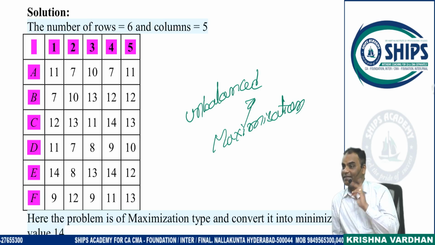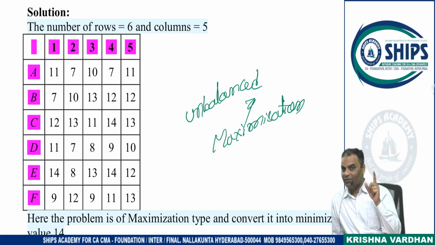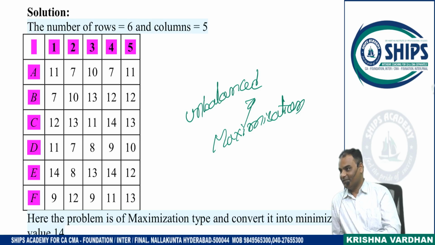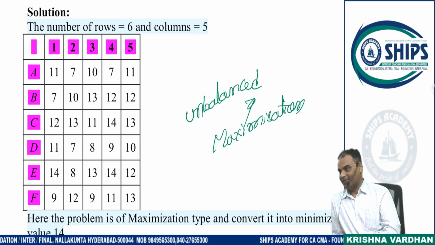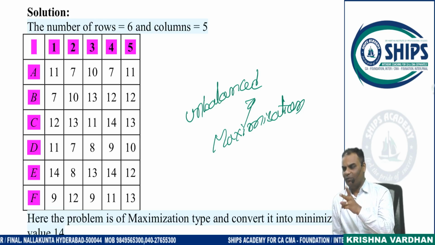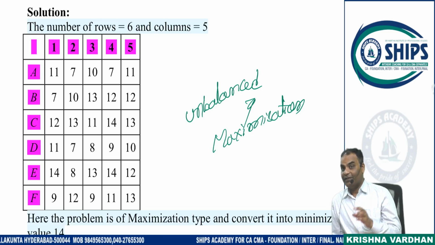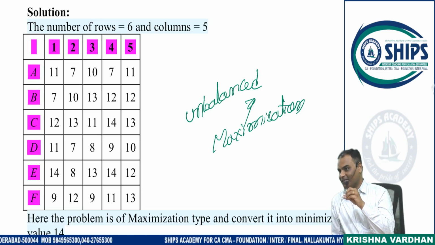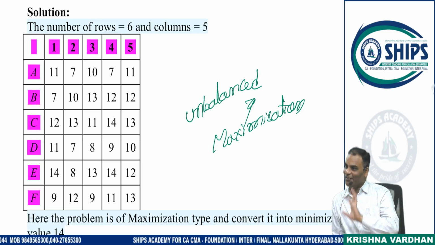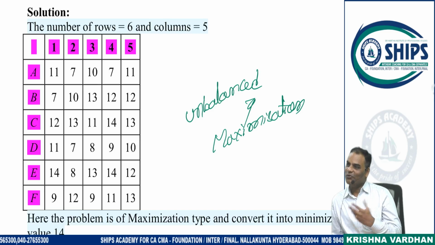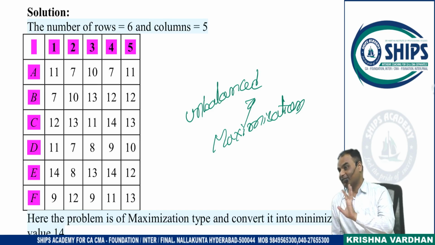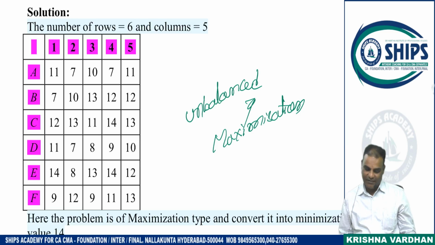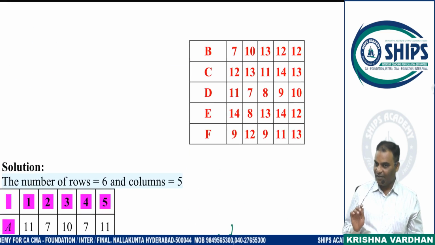Have you understood? Second method: first you convert maximization to minimization, after converting you balance it, and from there you will apply the Hungarian method. So try both the variations. In both variations your answer will be the same, but you will understand by practice, and that will get registered in your mind. If such a problem comes, what should we do first? Should we balance it or should we convert it? That lesson you'll learn.